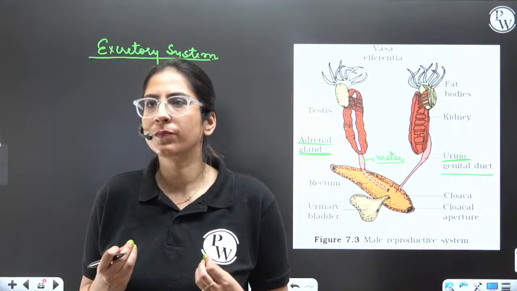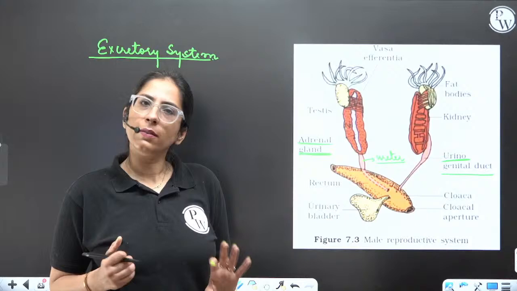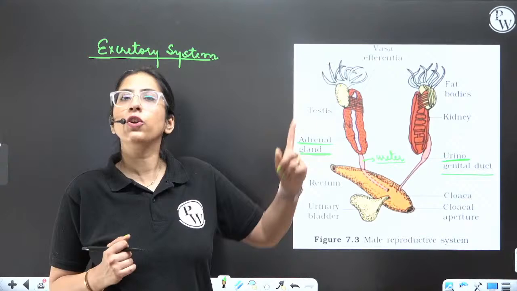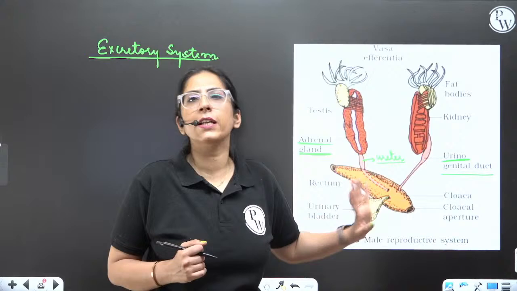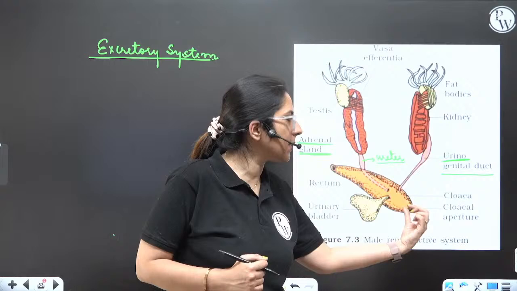Okay, clear? Now, this urinogenital duct also opens into this chamber. What is this? Cloaca. You remember in the digestive system, the rectum also opens into the cloaca. The urinogenital duct in case of male also opens into the cloaca. Clear? Now, as they enter into the cloaca, it goes out through the cloacal aperture. Clear?